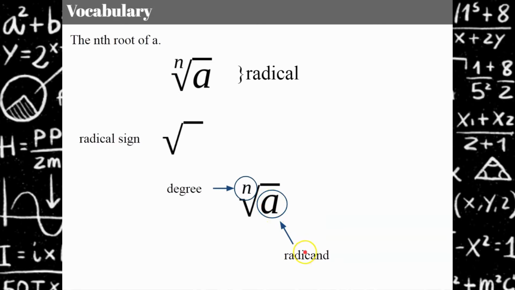And then we have a degree, that's that n, and we have the a, which is a radicand. And what I want you to connect today is the relationship between the radicand and the degree with what you already know about powers. So base and exponent, making a power, and how it also can be written as a radical if it's a rational exponent.